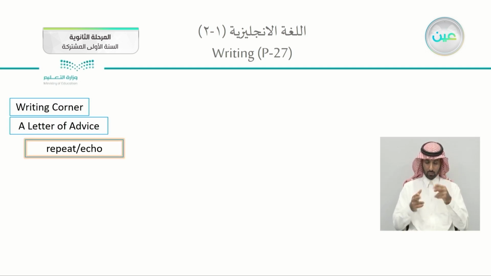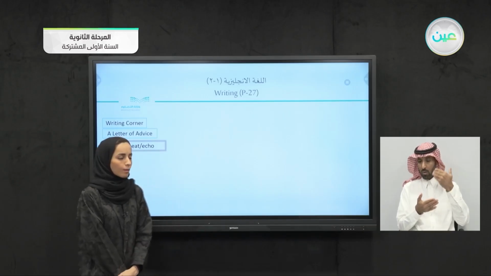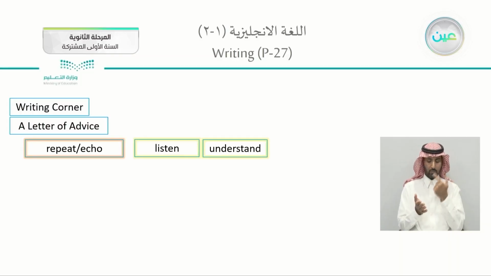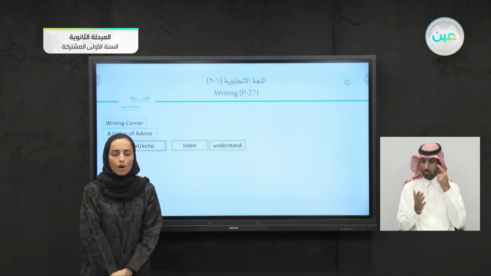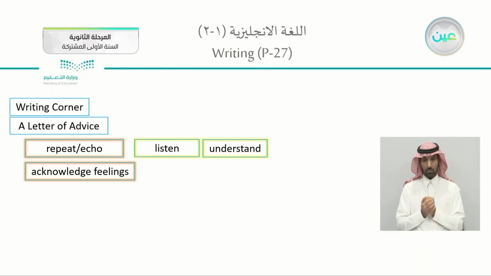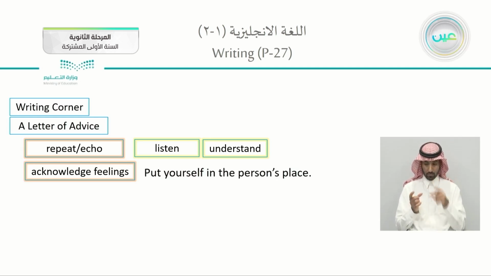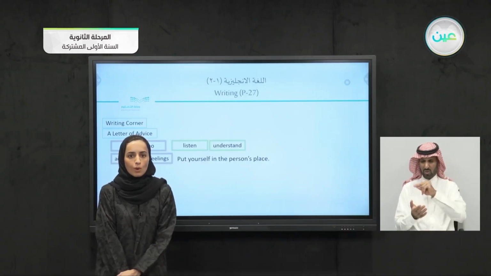At the beginning, you have to repeat or echo. Echo, to say it back. Say it one more time. So, you will listen and understand. Show the other one who is reading that you have read, you have understood and listened to their problem, and now you are rewriting it. Next, acknowledge feelings. Always give them the sense that you understand and you can feel what they're feeling. Put yourself in the person's place. I feel you. I have been in the same situation. I know how it feels.